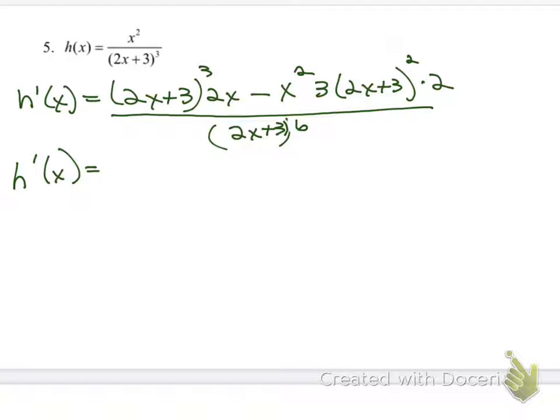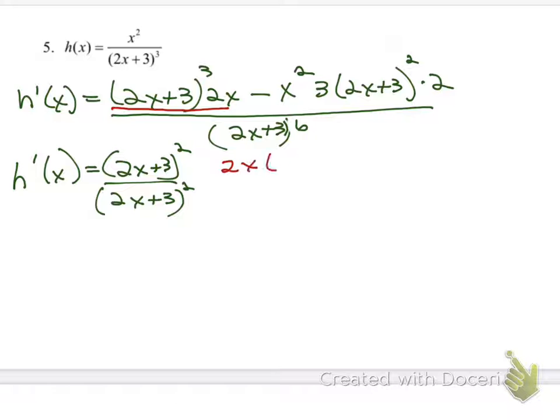So in terms of the 2x plus 3's, the highest power they have in common is to the squared. So I'm pulling that out of both the numerator and the denominator. Okay, so now let's get the numerator back. So I pulled out a squared. I have a cubed 2x. So I'm going to put 2x times 2x plus 3. Then bring the operation down.